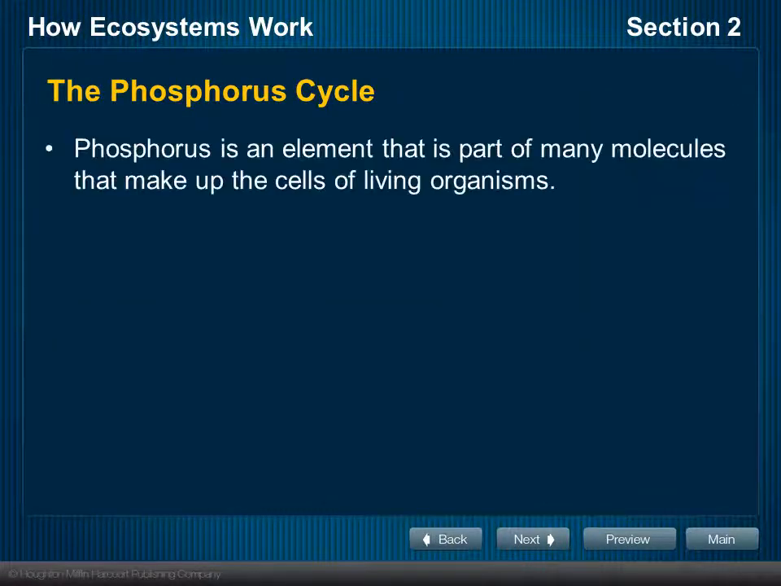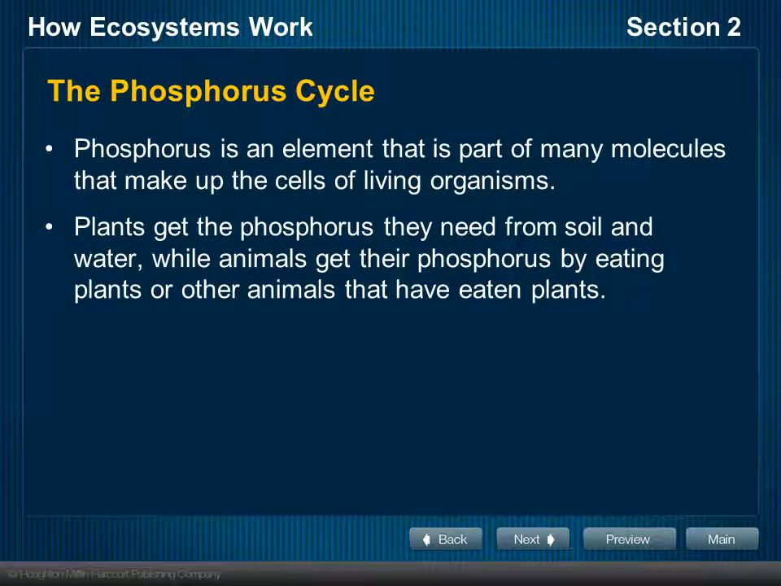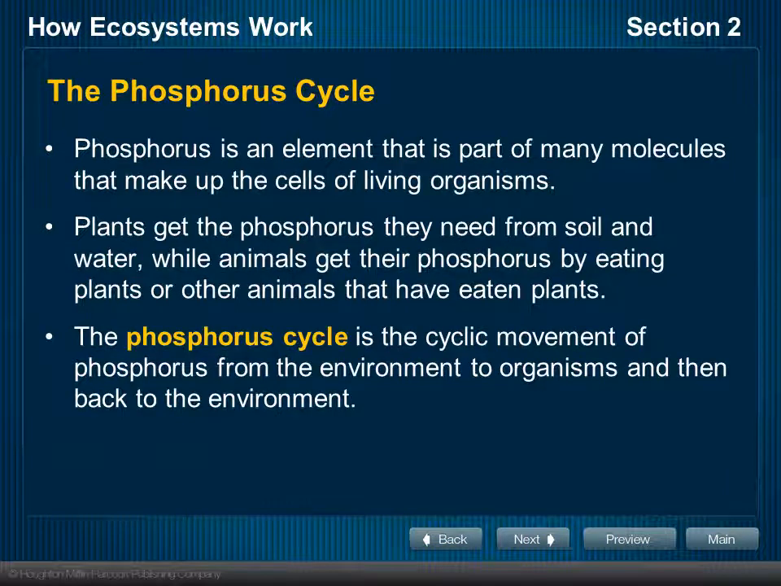The next one is the phosphorus cycle. Phosphorus is an important element, part of a lot of molecules that make up cells of all living organisms. Plants get phosphorus generally from soil and water, and animals generally get phosphorus by eating plants and eating other animals. So these things are in what organisms consume, and that's how they get what they need. The phosphorus cycle is defined as the cyclical movement of phosphorus from environment to organism and then back to the environment. You see the definition for each of these is the same, but the mechanism may be slightly different.